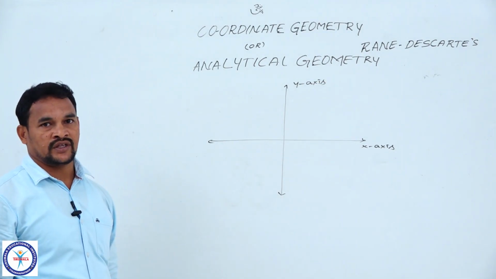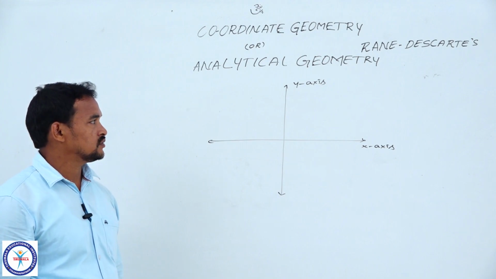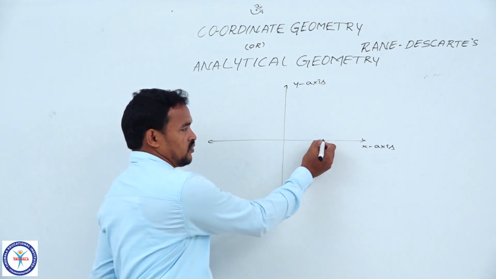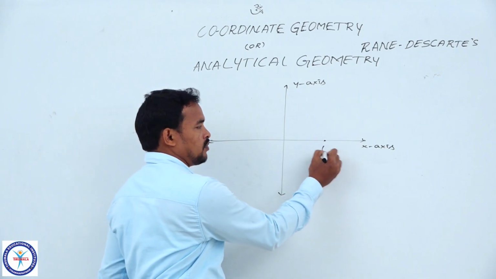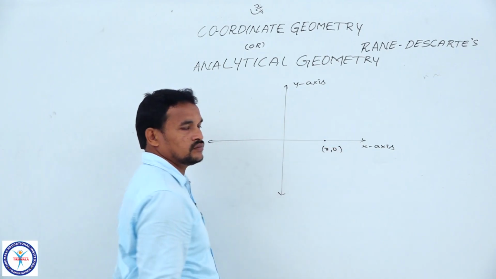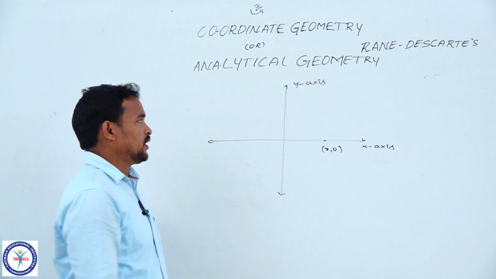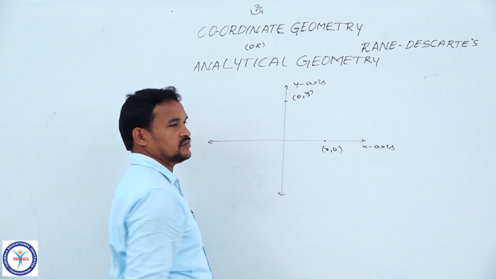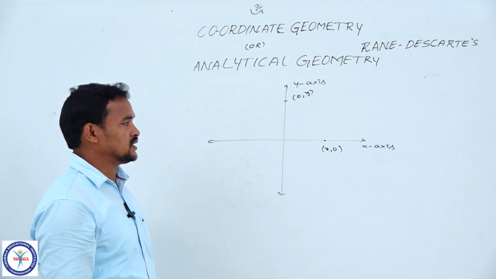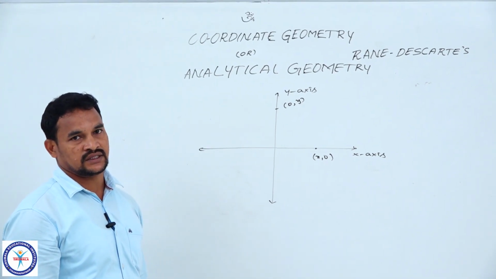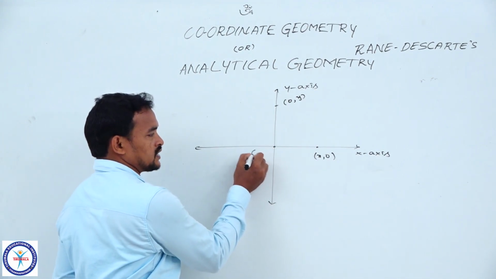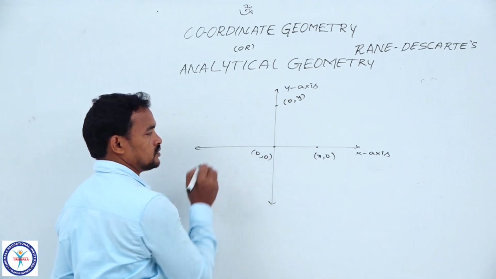We learned how to take a point on the x-axis and how to take a point on the y-axis. You take one point on the x-axis, it is in the form of x comma 0. Take one more point on the y-axis, the general form is 0 comma y. Now 0 comma y is on the y-axis, x comma 0 is on the x-axis. At the origin, your x value and y value are both equal to zero.